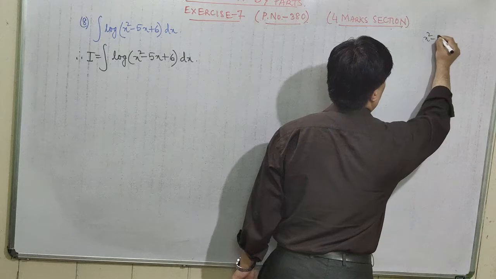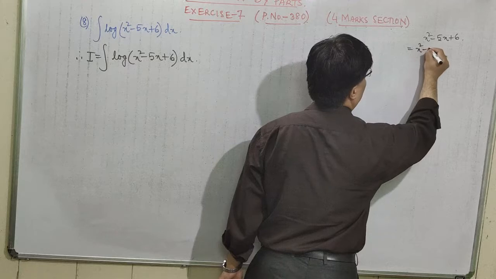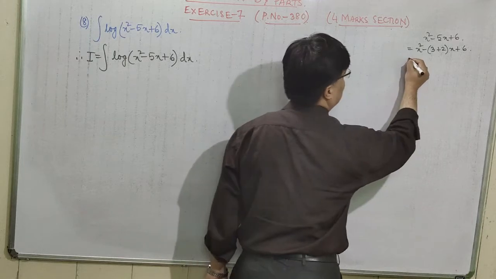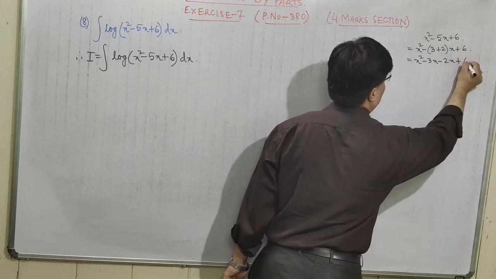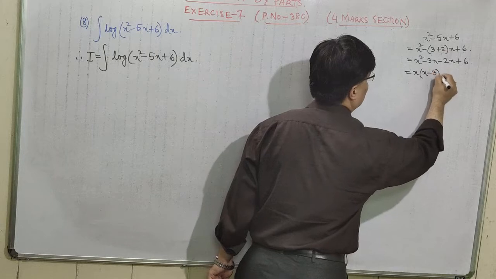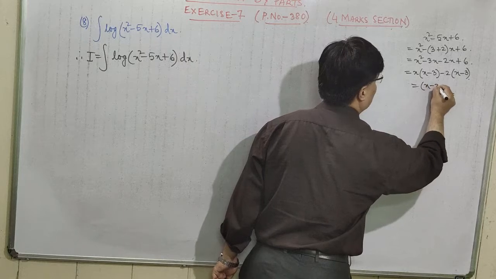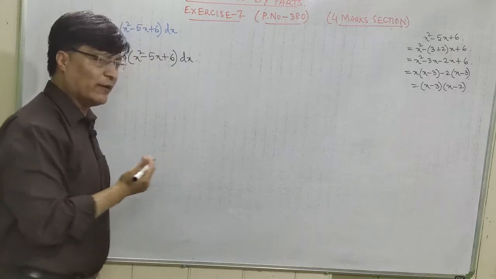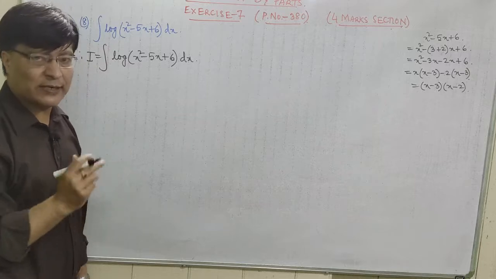So x square minus 5x plus 6 can be factorized. It is equal to x square minus (3 plus 2) into x plus 6. You know how to factorize it. It is equal to x square minus 3x minus 2x plus 6, which is equal to, what is common here? x. This is x minus 3, minus 2 common, x minus 3. So it is x minus 3 into x minus 2. Okay, so we have factorized x square minus 5x plus 6. That is, we get x minus 3 into x minus 2.